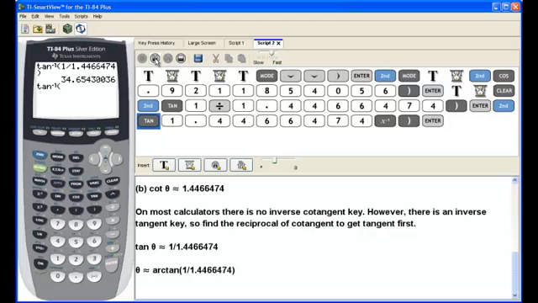The alternative way to enter this expression would be to find the inverse tangent of, and then just enter the 1.4466474, and once you've done so, then hit the reciprocal key, which is the x raised to the -1 key. You can see that you get the same value, approximately 34.65 degrees.